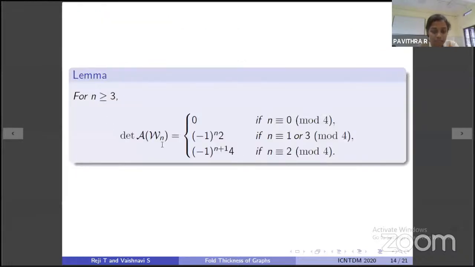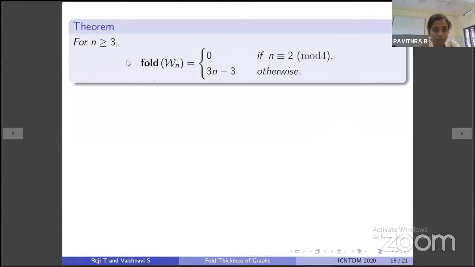Next lemma gives the determinant of the adjacency matrix of the web graph. The determinant is 0 if n is congruent to 0 mod 4, minus 1 power n into 2 if n is odd, and minus 1 power n plus 1 into 4 if n is congruent to 2 mod 4. From this, we can conclude that the web graph is singular if and only if n is congruent to 0 mod 4.